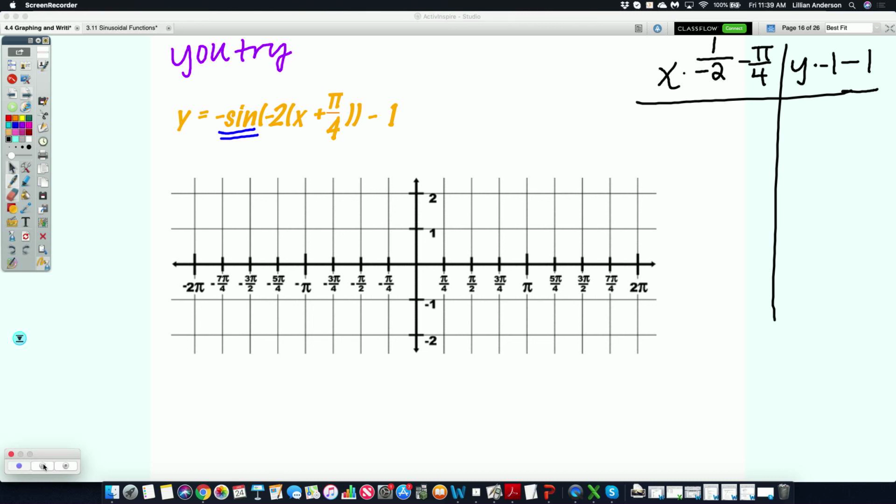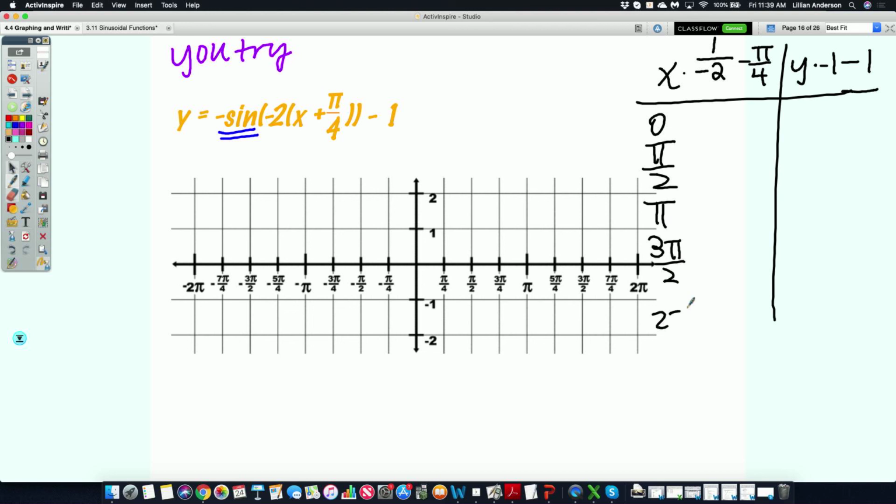Keep going. All right, so what did you guys get, from your big 5 of 0, pi over 2, pi, 3 pi over 2, and 2 pi? What did you get for 0? Negative pi over 4. 1 down, 4 more to go. What about the next one? Negative pi over 2. The one after that? Negative 3 pi over 4.